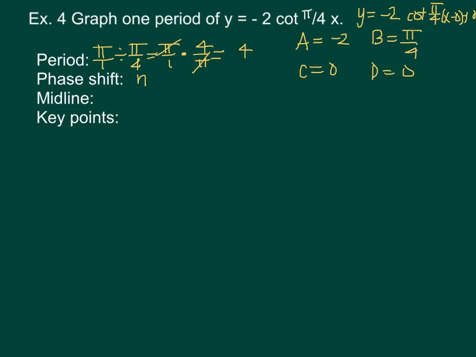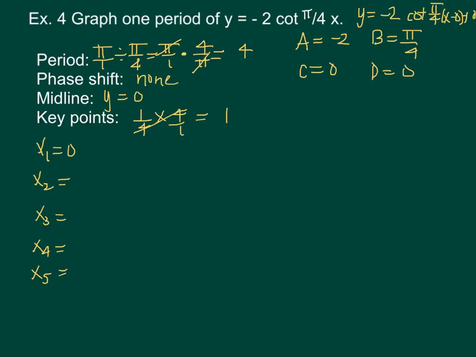Your phase shift is none. So our first x is at 0. Midline is y equals 0. Get your key points. You're going to do 1/4 times your period, which is 1. So you will be adding 1 each time. So this graph shouldn't be bad. I like this one. This one doesn't look bad.